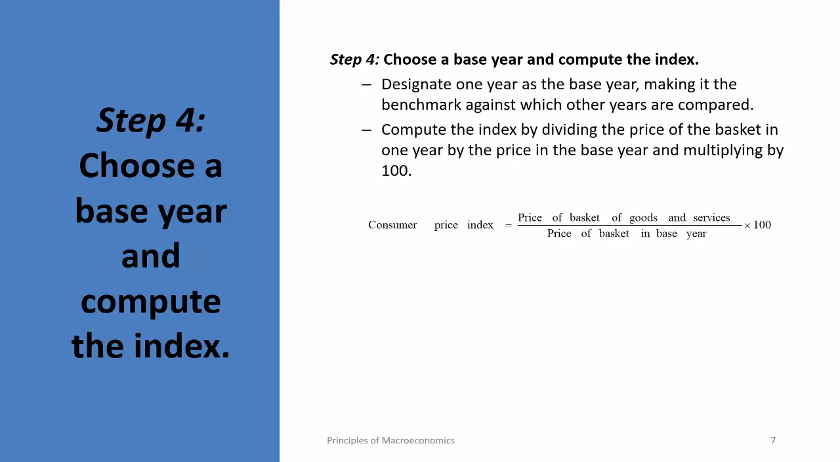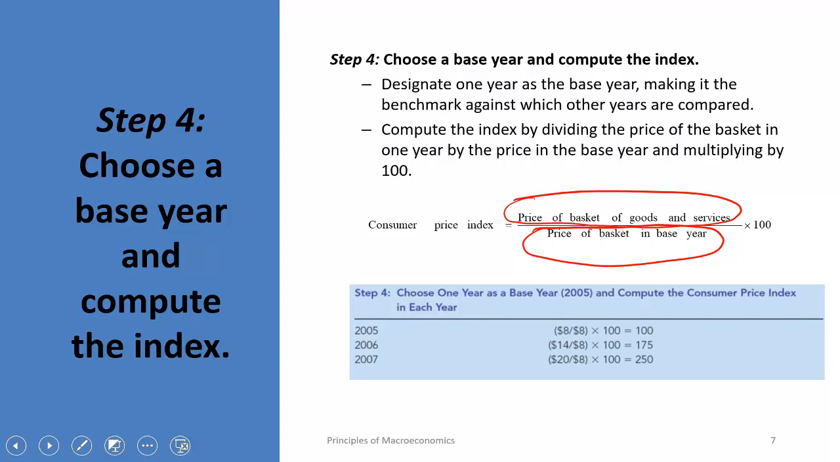And what you do next, you calculate a consumer price index. So consumer price index is nothing but the price of the basket in the current year divided by the price of the basket in the base year times 100. So in this particular example, we are taking 2005 as the base year. So in the base year, the price of the basket in the current year, which was 2005, which is $8, divided by the price of the basket in the base year. Mind you, we assumed 2005 is the base year, and multiplied by 100. So the index in the base year is 100.